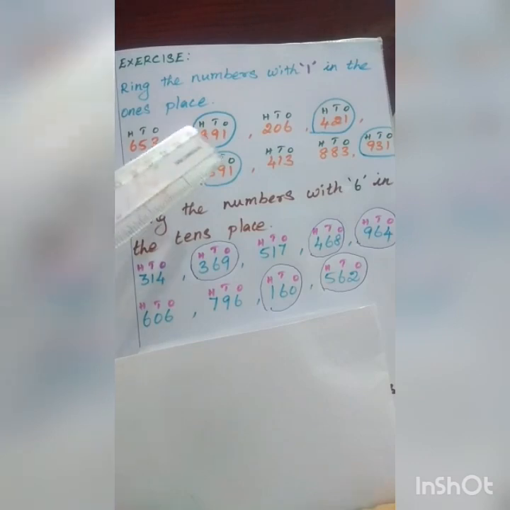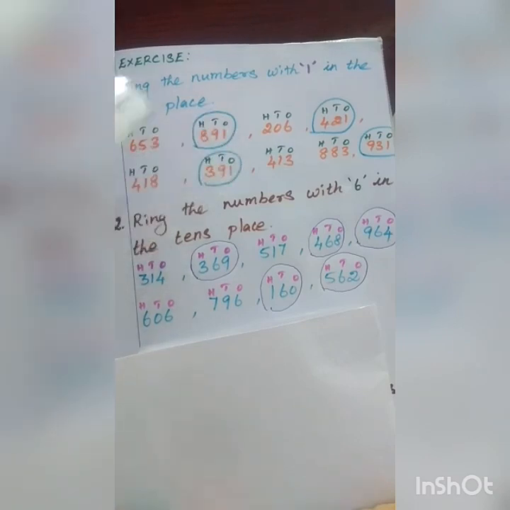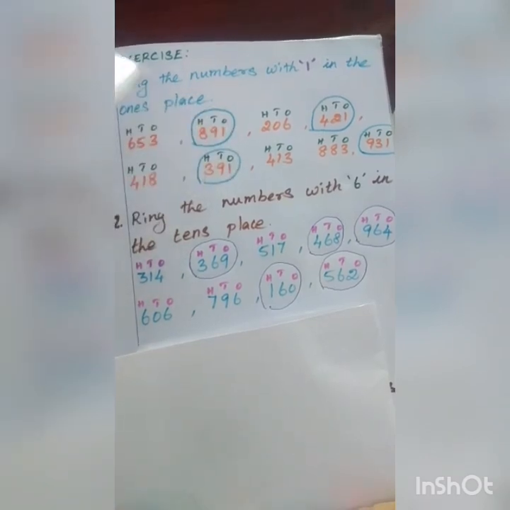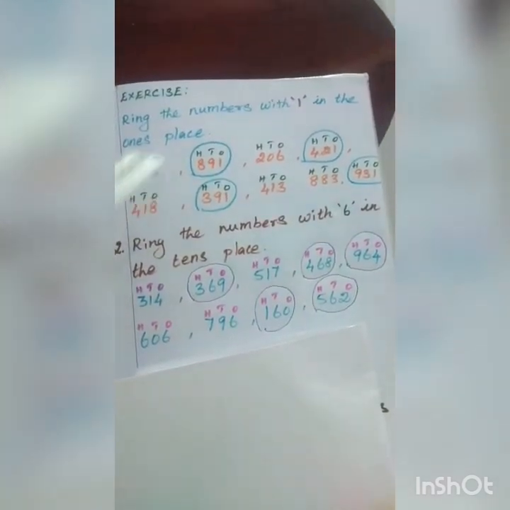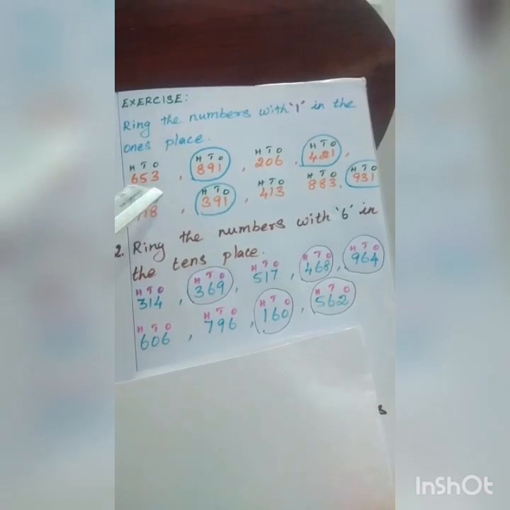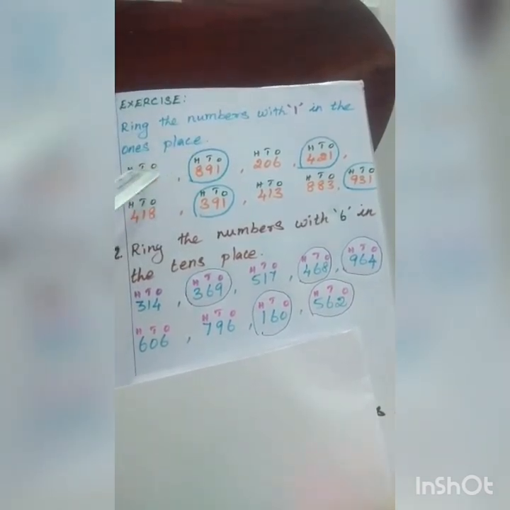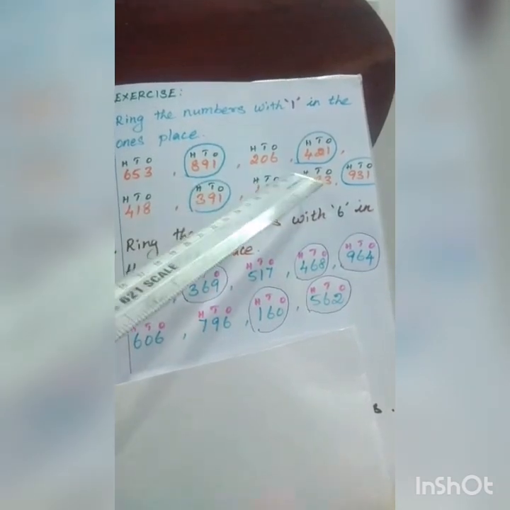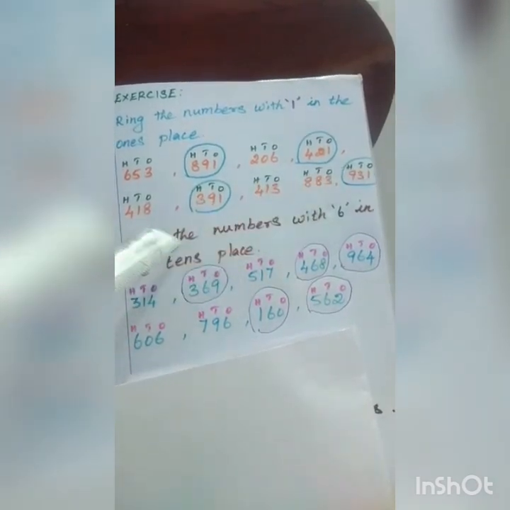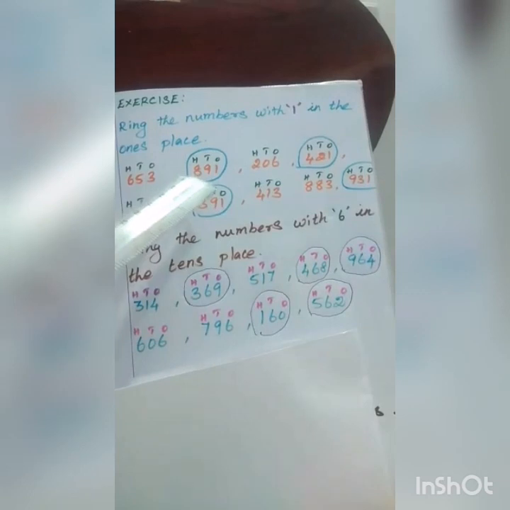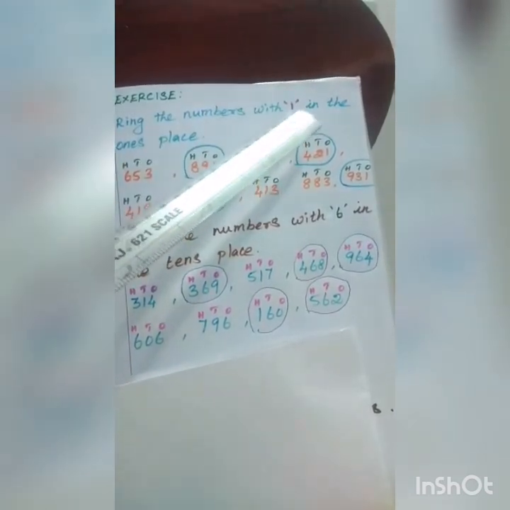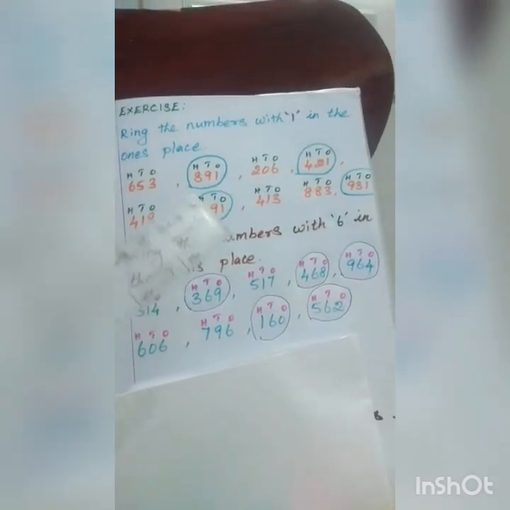Those numbers have 1 in the ones place. For that, first you have to write the place value for each number, starting from 1s, 10s, 100s. Like that, for each and every number, you have to write the place value. Next, you have to observe in which number there is 1 in the ones place.